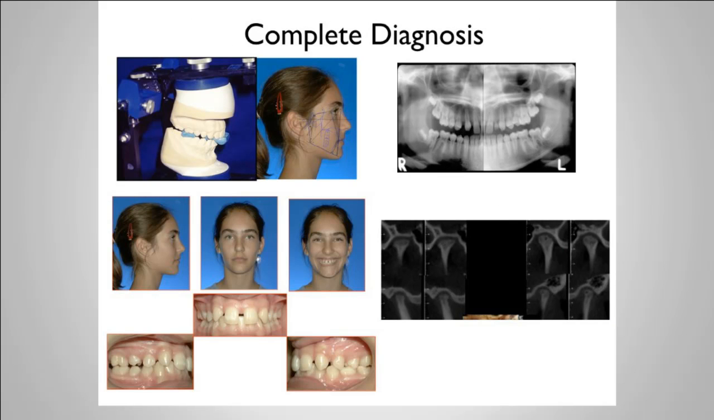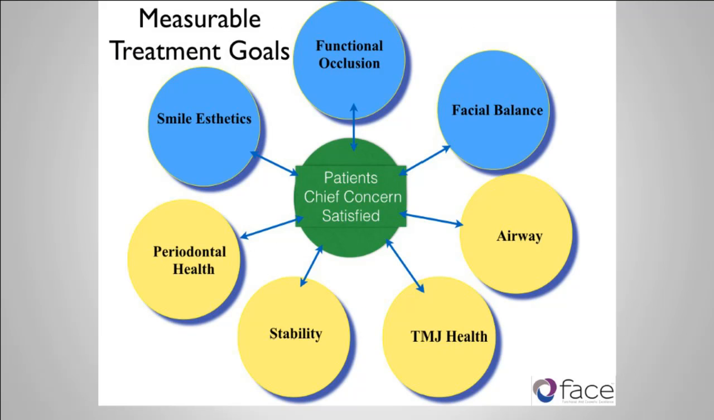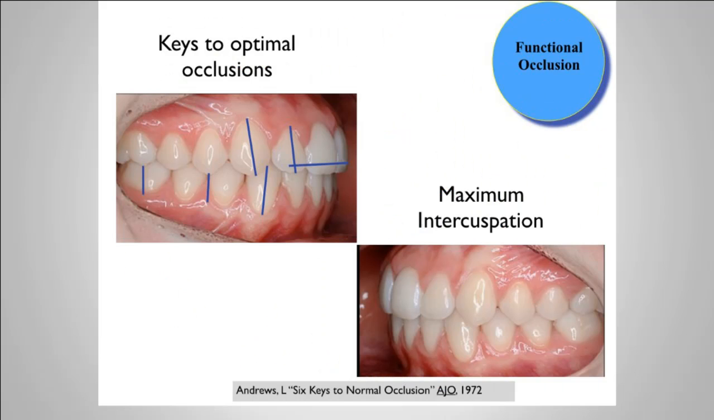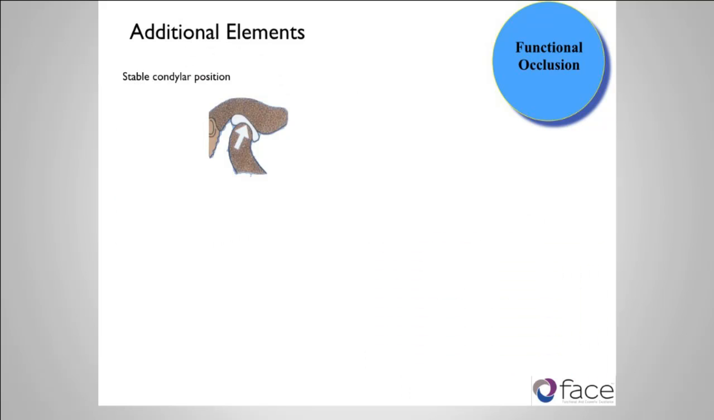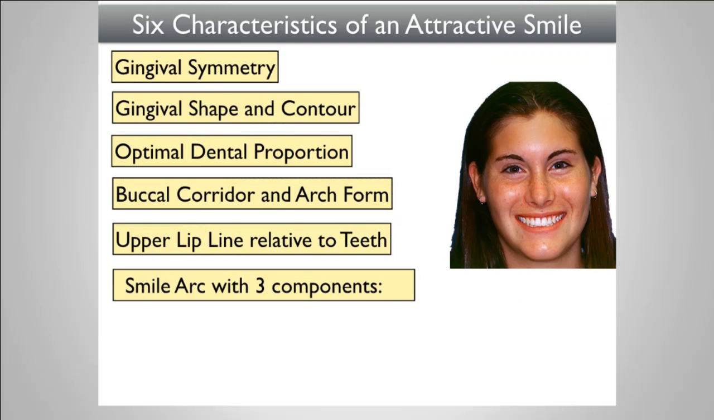We all take a complete diagnosis on every case with mounted models, joint films, and photographs as you see. We have measurable treatment goals for the 7 characteristics that we want to quantify. Let's just take functional occlusion as an example. We all can ooh and ah when we see a finished result as you see on the screen. But in addition, we have to have a stable condylar position. We have to have adequate overbite for a mutually protected disclusion. And we have to have intercuspal fit so the case will be stable in a vertical dimension.